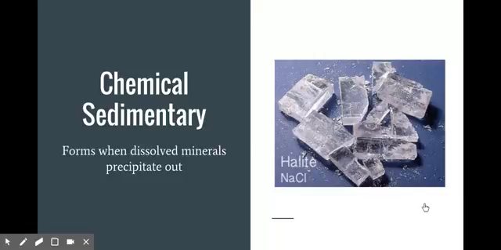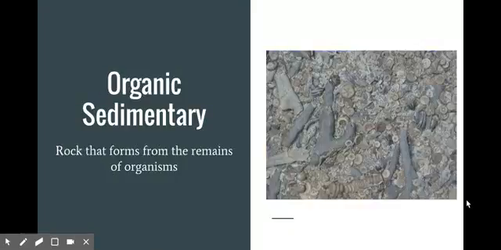There are chemical sedimentary rocks. These form when the dissolved minerals precipitate out. Halite is a good example of this. This is going to be naturally occurring salt, what people sometimes call sea salt. You also have organic sedimentary rocks, and they're called organic because they're made from the remains of organisms. If this picture looks like it has a bunch of shells or even maybe some coral in it, that's exactly what it is. These shells and pieces of coral have cemented together to form an organic sedimentary rock.